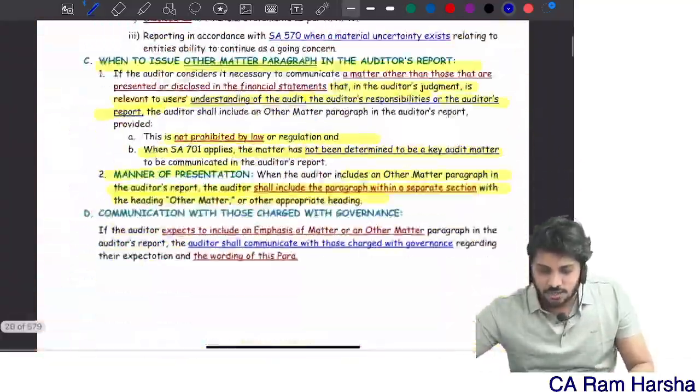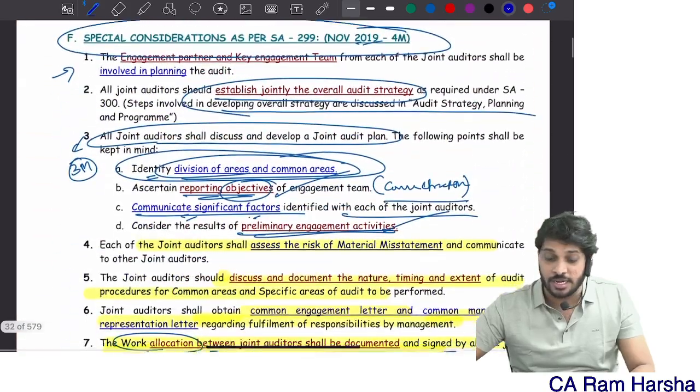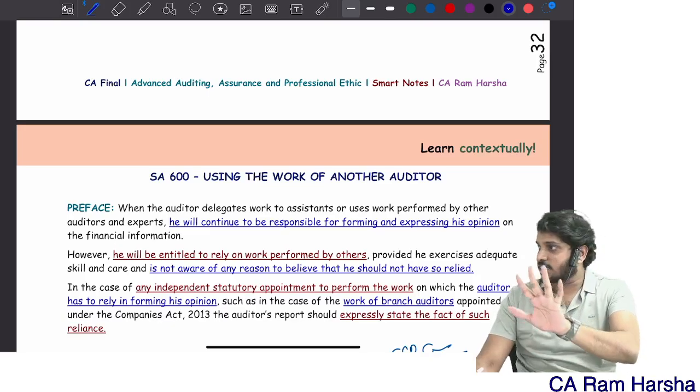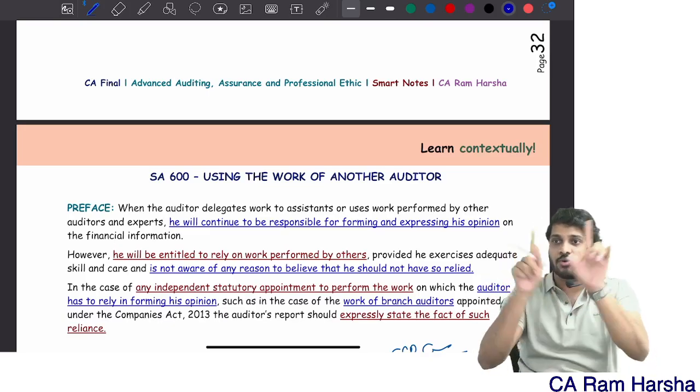Actually, 570 is not there. 570 is not discussed in depth for you in CA final. It is there only in the CA intro. In CA final, only a diagram is given.